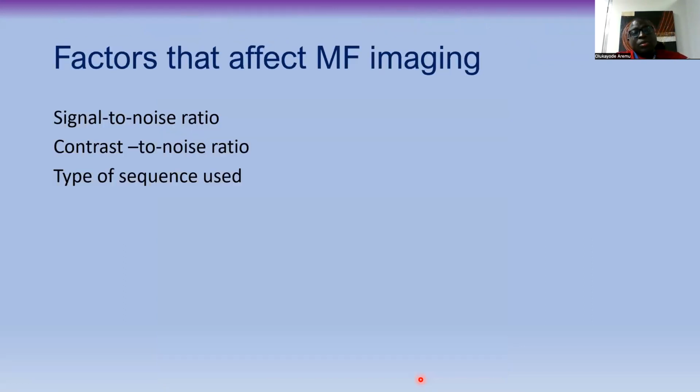So what are the factors affecting myocardial fibrosis imaging? Signal to noise ratio. At times you realize that the myocardium is not completely nulled. In such a case, you see that the image is not optimal enough to be post-processed. Then the type of sequence used and contrast to noise ratio.